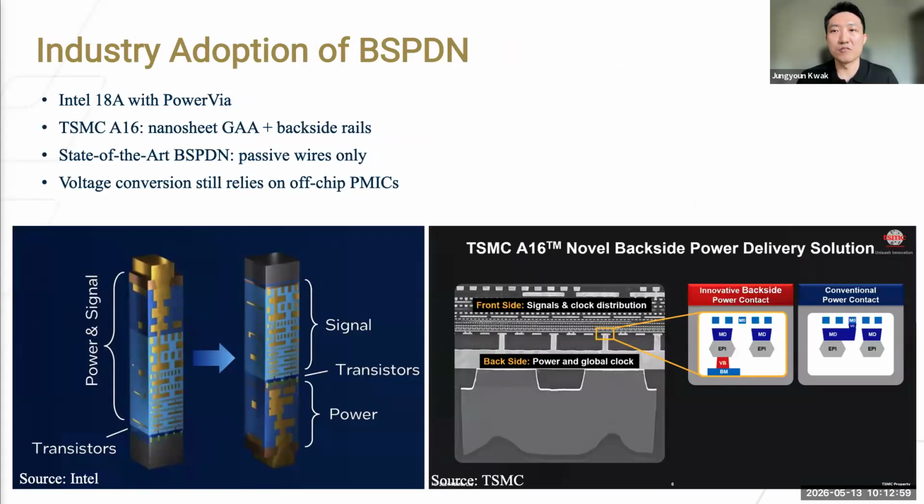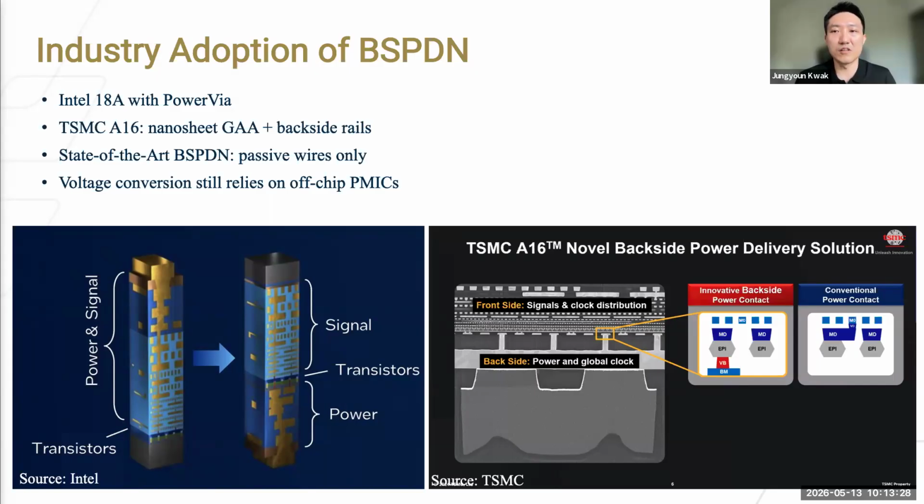Backside power delivery has already moved from research into announced products at leading chip companies. Intel has shown PowerVia technology in the 18-angstrom process node, where the backside power rail connects directly to the transistor source terminal through the via. TSMC has announced the backside power rail in their A16 process for high performance AI and mobile chips.